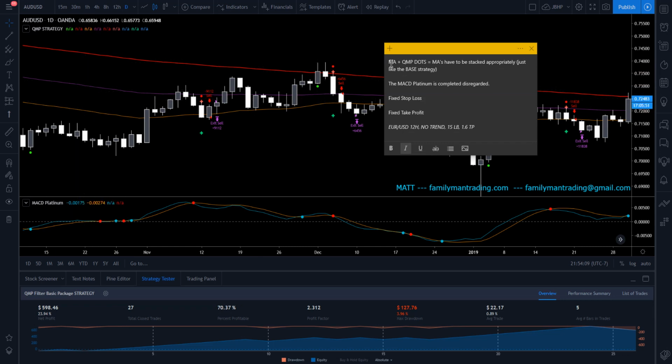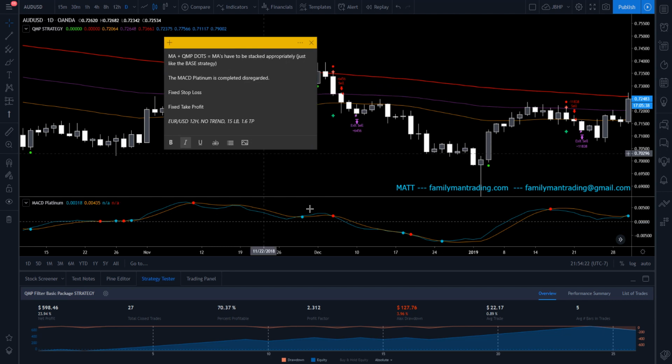The difference here is I found doing the strategy testing that some currencies do pretty well if we use this feature, which eliminates the MACD platinum. It's completely disregarded. So for example, if this were a sell indication right here, over this dot, although it's below the 0 line, we would typically not look for sell trades here.